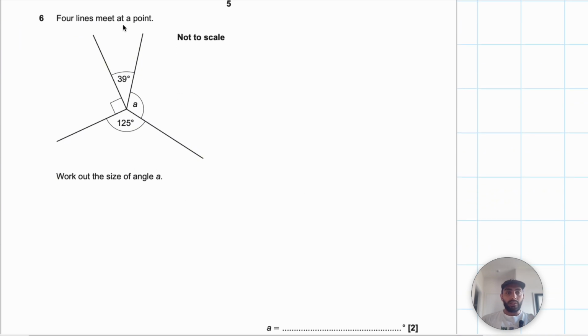Question 6. 4 lines meet at a point. Work out the size of angle A. I can see that this is a right angle because there's a square there. Angles around a point add up to 360 degrees. So if I take these away from 360, I'll get my final answer.